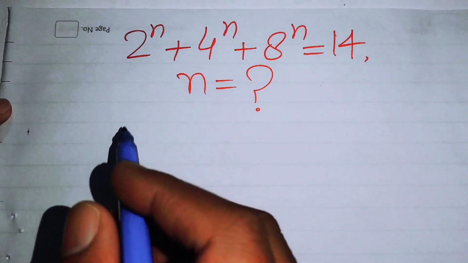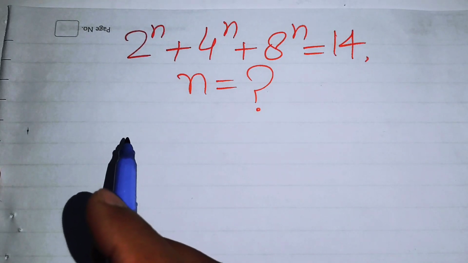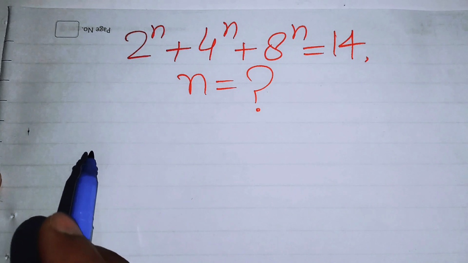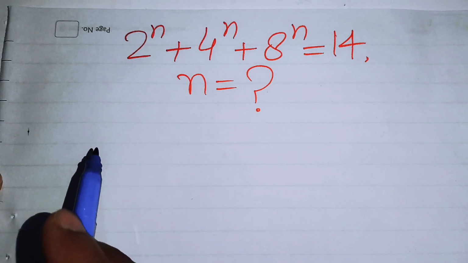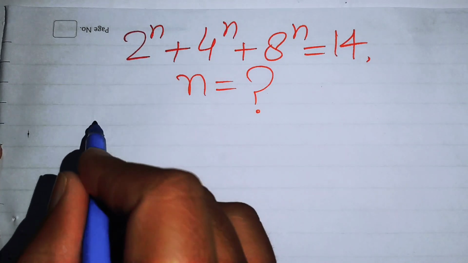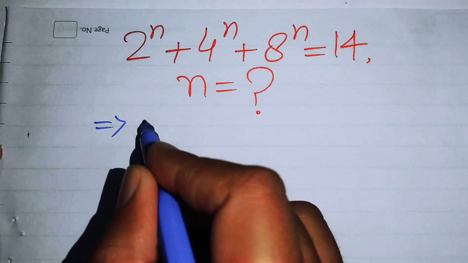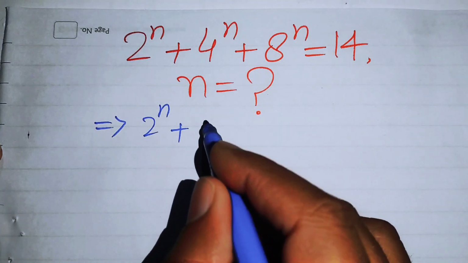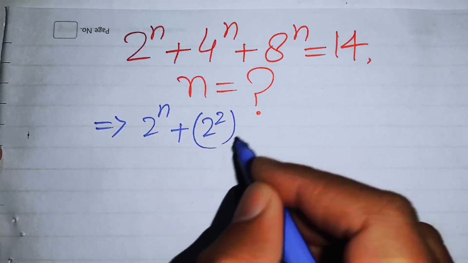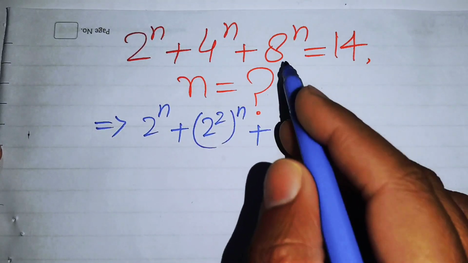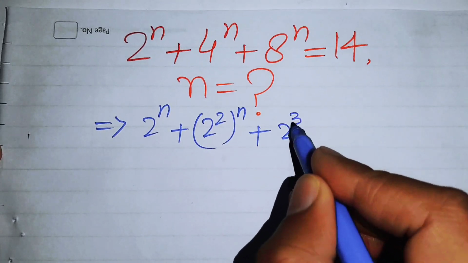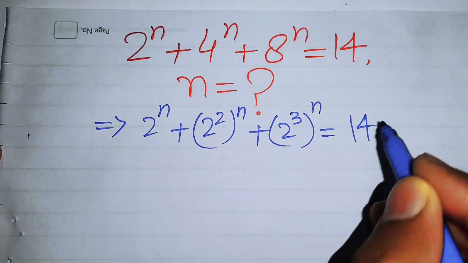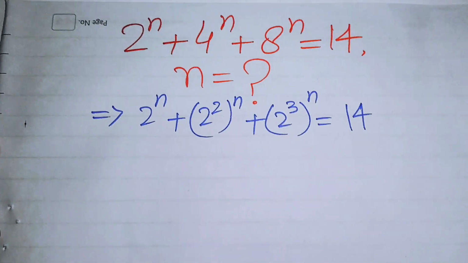First we convert this exponential equation into a cubic equation. After that we make the factors of the cubic equation and we get our final answer. So first we rewrite the given equation: 2 to the power of n plus 4, which we write as 2 squared and its whole power n, plus 8, which we write as 2 cubed and its whole power n, equals 14.